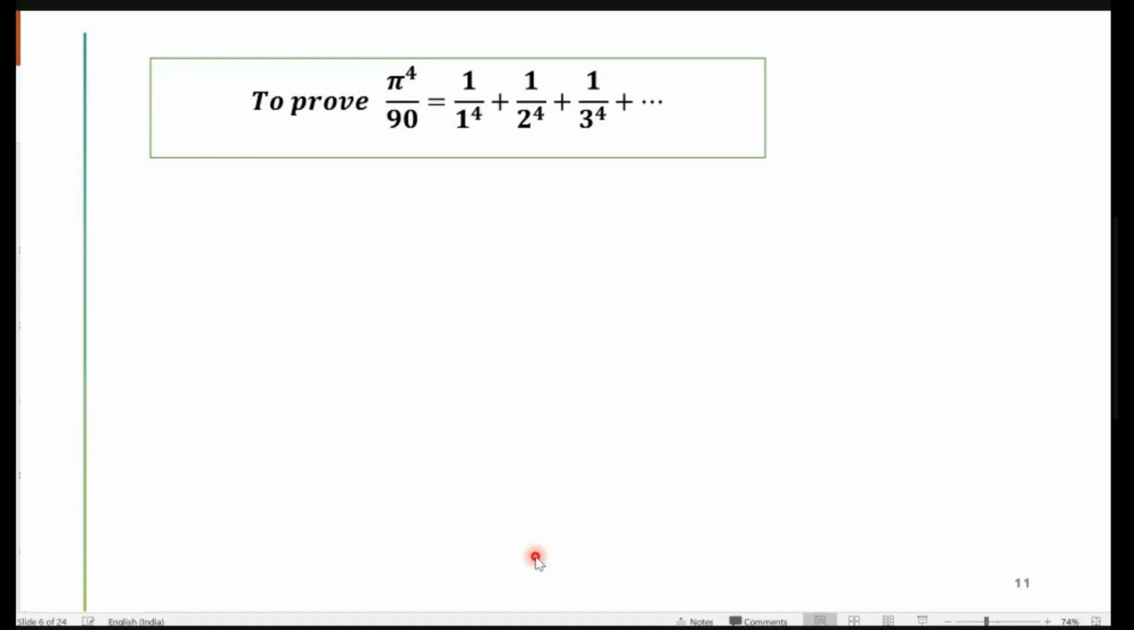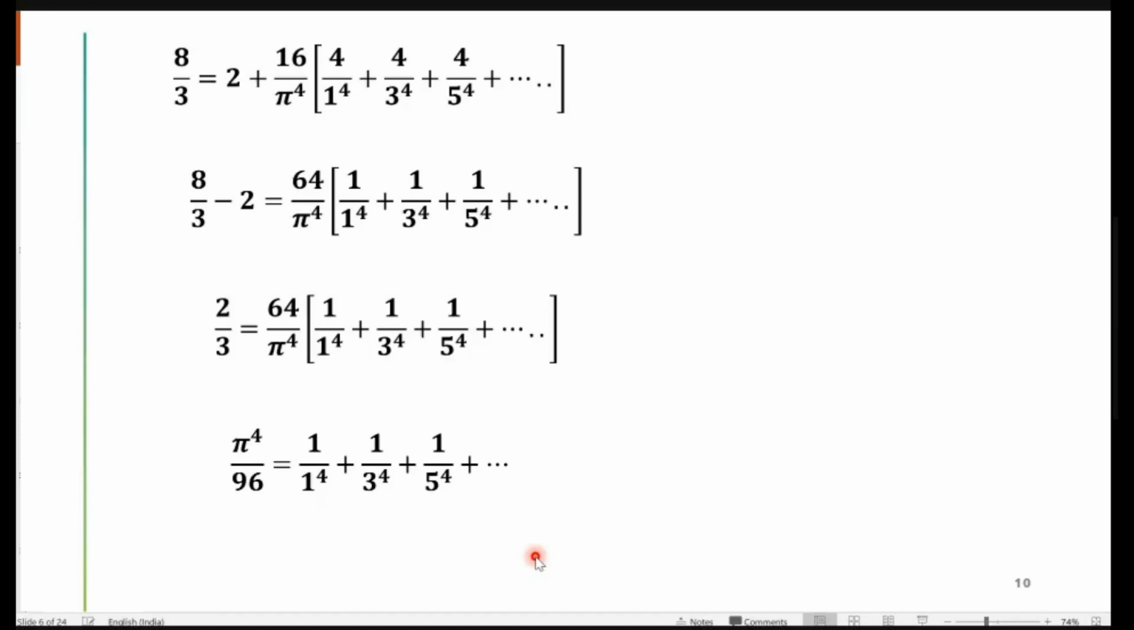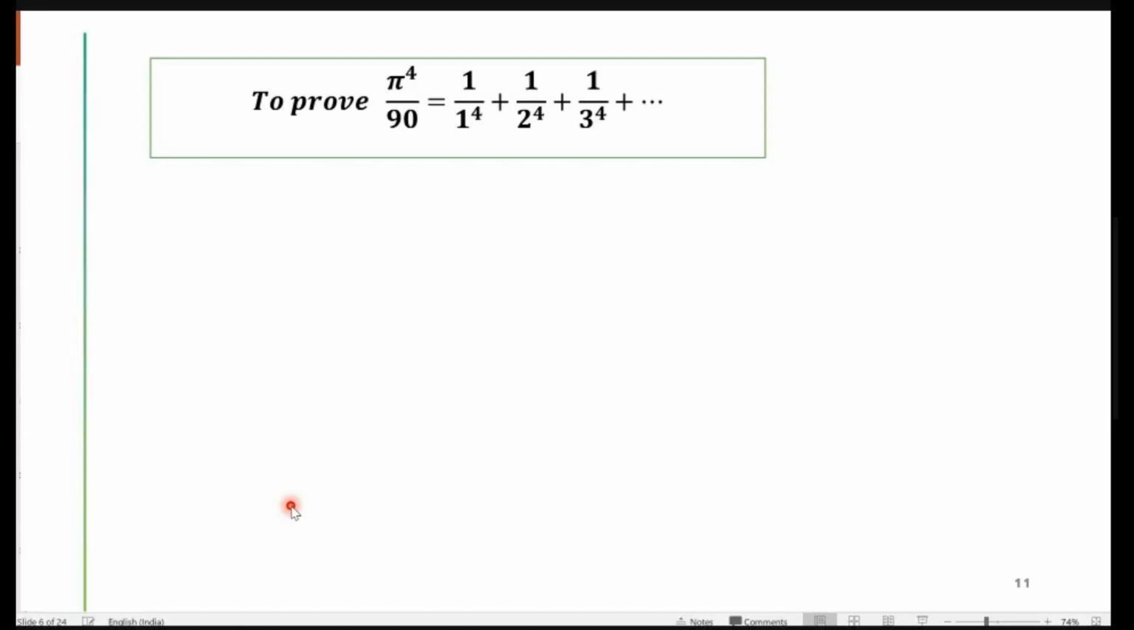तो लास्ट स्टेप में क्या था, pi raised to 4 by 96 is equal to 1 upon 1 raised to 4, 1 upon 3 raised to 4 and 1 upon 5 raised to 4. मतलब जो odd का जो raised to 4 था, that is given as pi raised to 4 by 96. Now what we have to show is 1 upon 1 raised to 4 plus 1 upon 2 raised to 4, all the terms, that is equal to pi raised to 4 by 90.